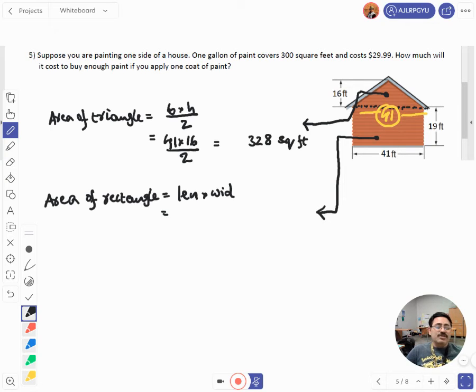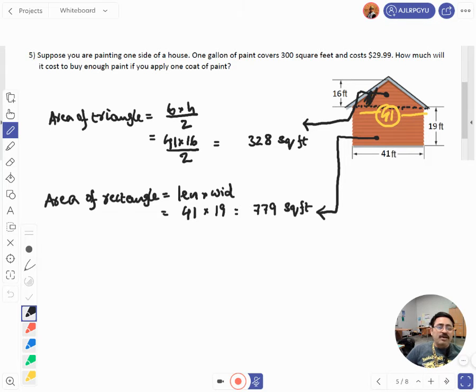So what is the length? You see that it is 41 feet and the width is 19 feet. Therefore, it is 41 times 19. So let me grab my calculator. 41 times 19, that is giving me 779 square feet.